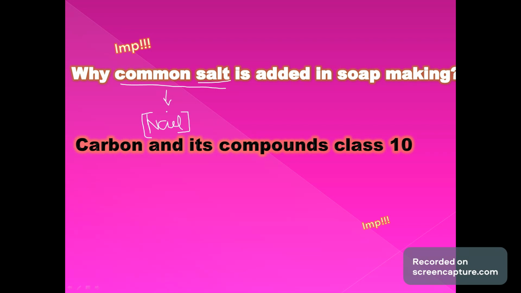Fine. So now this NaCl is added in the soap making process. We all know one reaction for soap making, right? We know the saponification reaction, which is used for the making of soap. So in such processes in which we make soap, we are adding this NaCl. But why? What is the reason? That is the question.